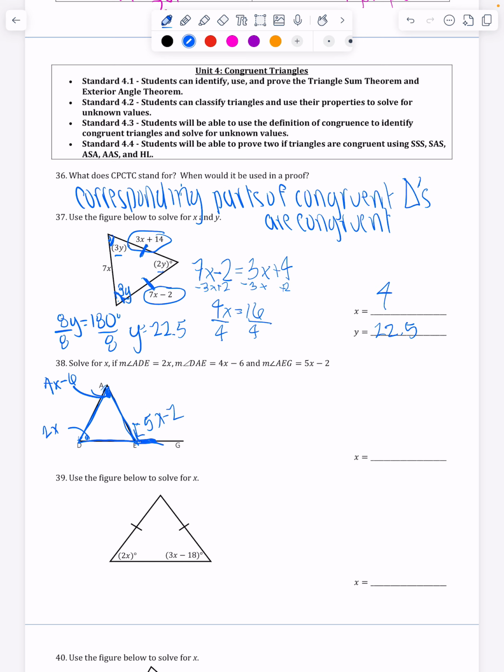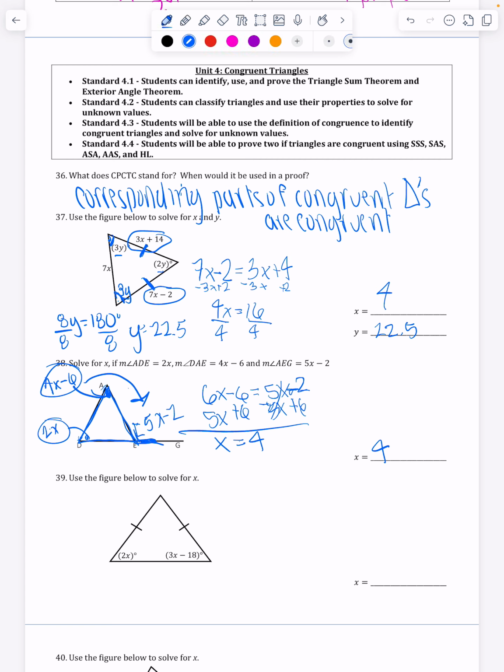Okay, so what we're going to do is add these angles and set it equal to this angle right here. So I'm going to add my 2x and my 4x. I'm going to get 6x minus 6 equals 5x minus 2. Okay, so I'm going to subtract 5x, subtract 5x. I'm going to end up with x, and now I'm going to add 6 and add 6. X is going to be equal to 4, because negative 2 plus 6 is 4. So 4. I'm going to try to make this a little thicker.